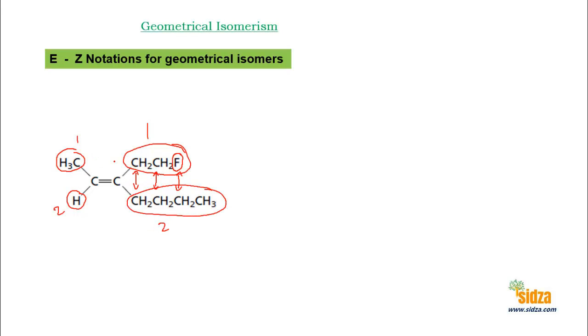Now we can see whether the highest priority groups are on the same side or on opposite sides. Here in this example, these are on the same side, so this will be a Z isomer. Let's take one more example.